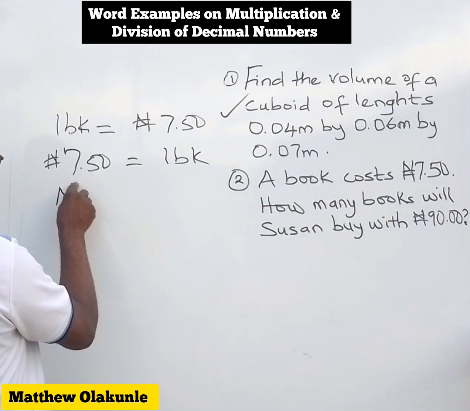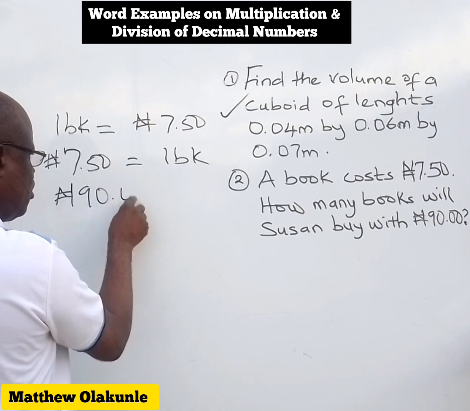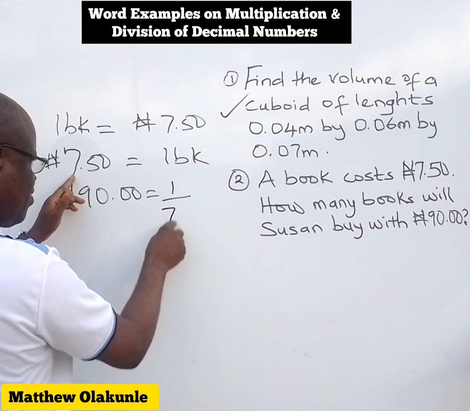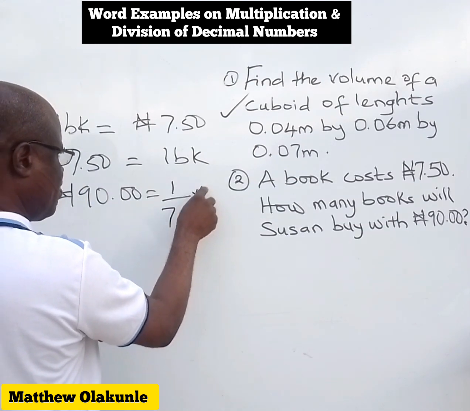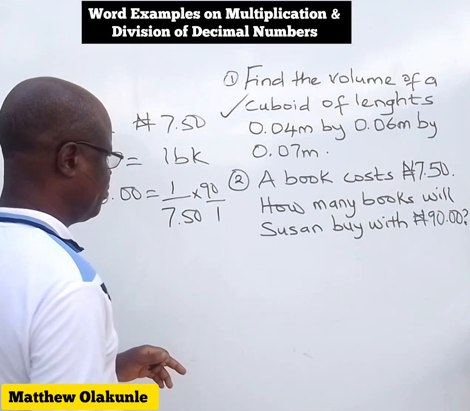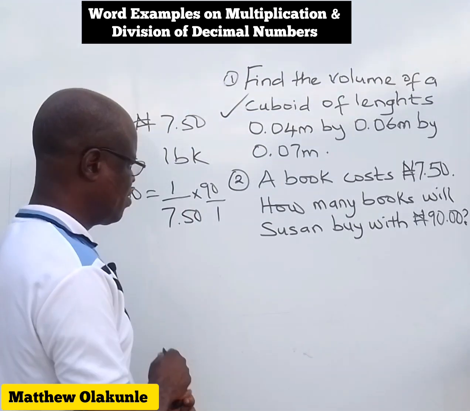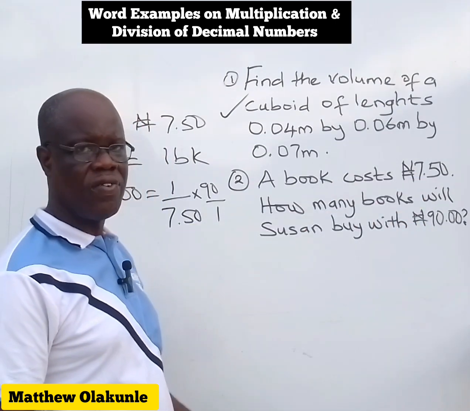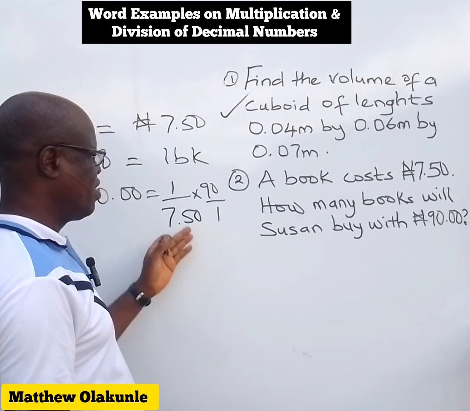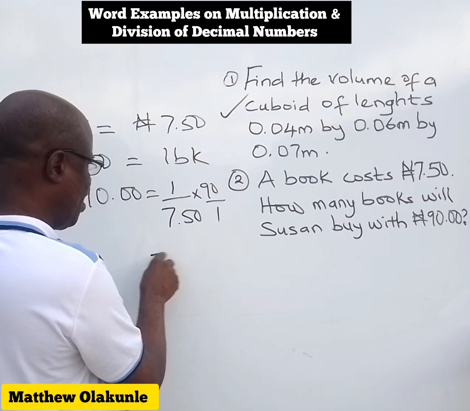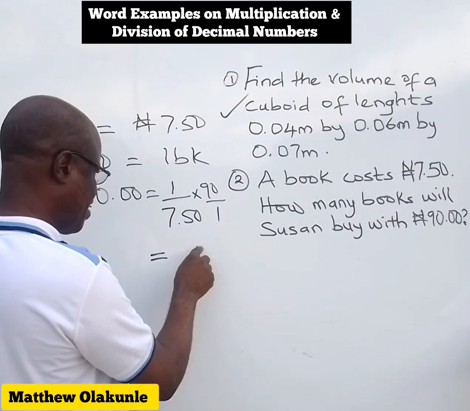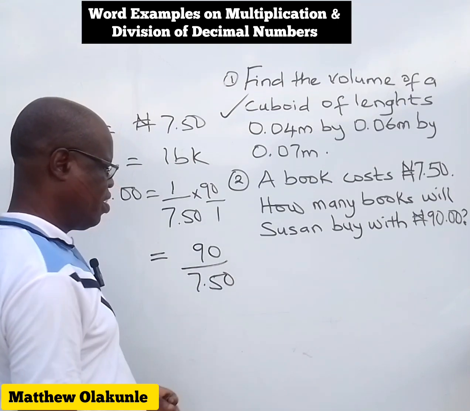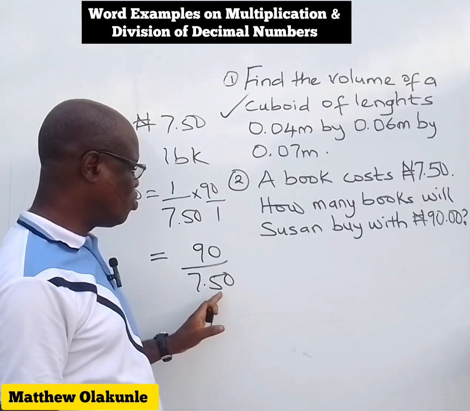So for 90 naira, it will be 1 over 7.50 times 90 over 1. That is, you will divide 90 naira by 7 naira 50 kobo. Anything you get is what will be the number of books. So we now have 90 times 1 is 90 all over 750. So we are now left with how to divide this number.